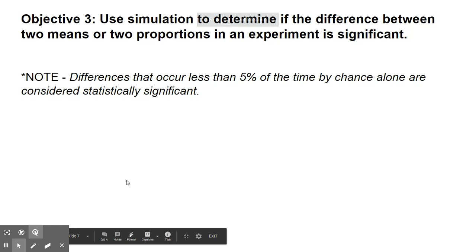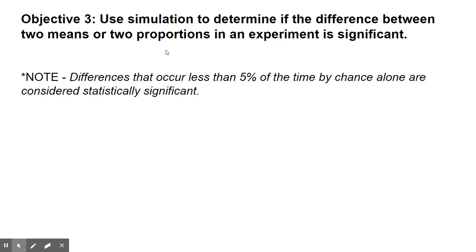Okay, objective 3 now. So now we're going to use simulation to determine whether the difference between two means or proportions is significant. And again, this is very much a warm-up to chapter 8, I believe. Chapter 8 is about significance tests. Okay, it could be chapter 7. It's one of the two. One of them is about significance tests. And again, that's what we're doing here. We're just trying to measure whether a difference is significant or not.